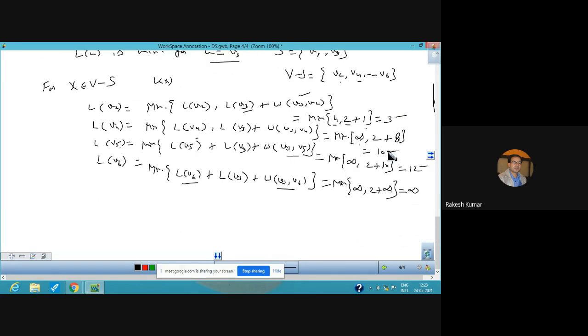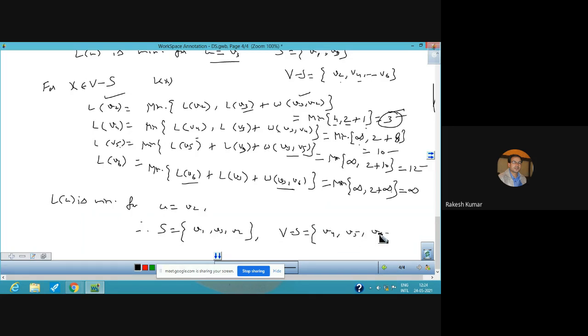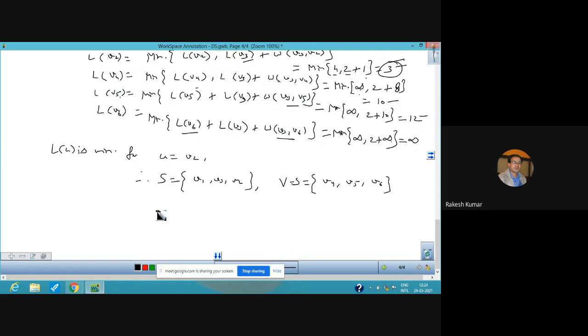So among 3, 12, and 10, the value 3 is minimum, and this is for V2. So it means, hence, LU is minimum for U equal to V2. Therefore, the S set should contain V1, V3, V2 now. और एस सेट में अगर V2 आ चुका है तो V माइनस एस में वो कम हो जाएगा. सो V माइनस एस सेट में बच गए हैं V4, V5, V6. So these are the vertices left here.